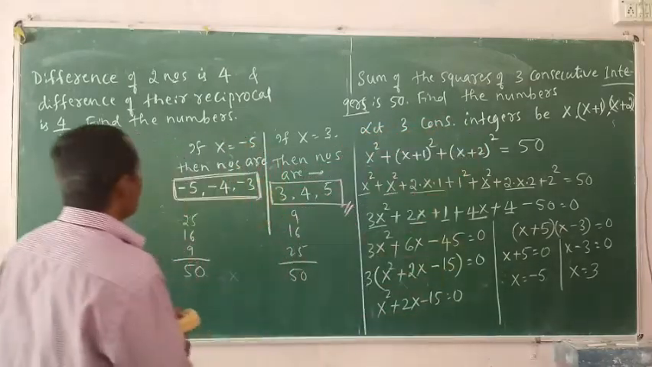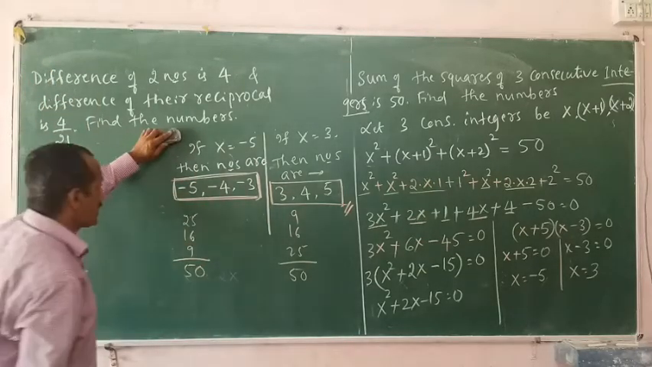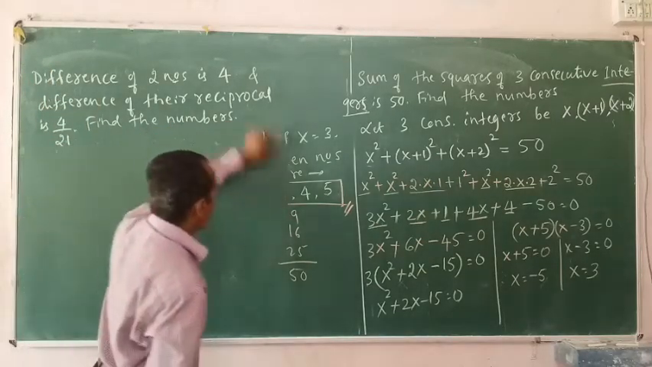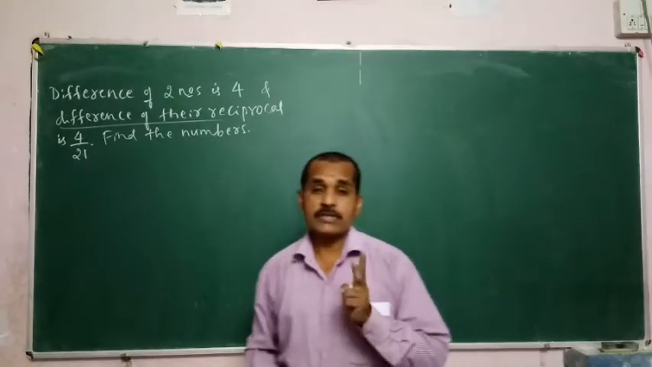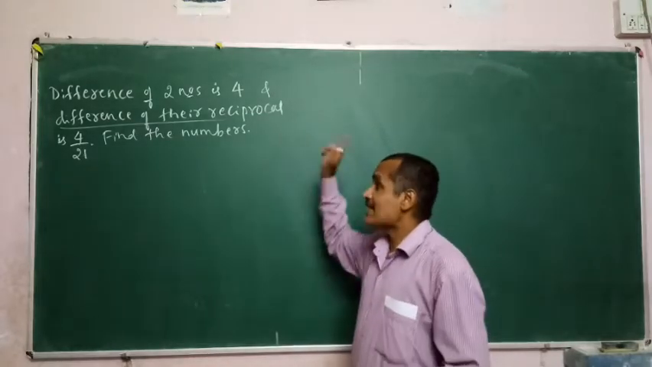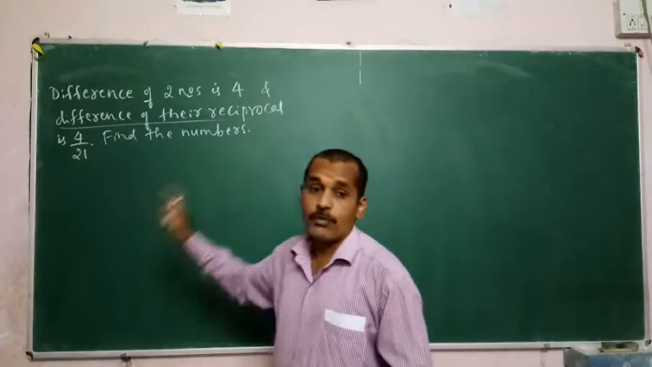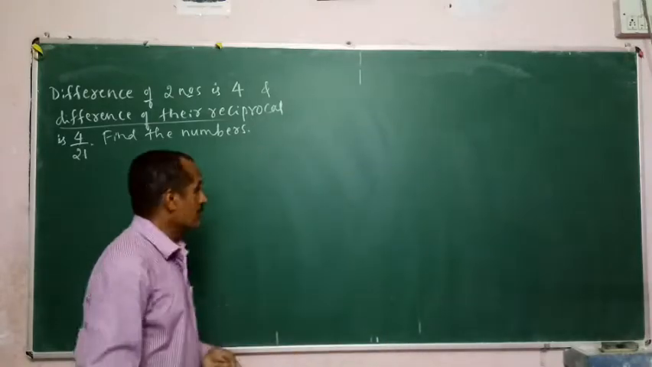Okay, now let us go for this problem. Let us take this problem. Difference of two numbers is 4, and difference of their reciprocals is 4 by 21. Before I start this problem, let me tell you one thing. See here.